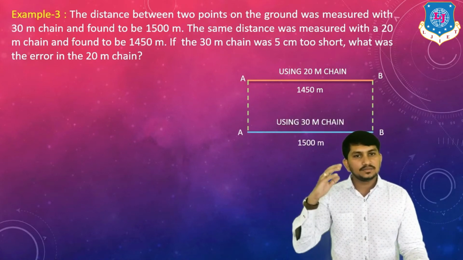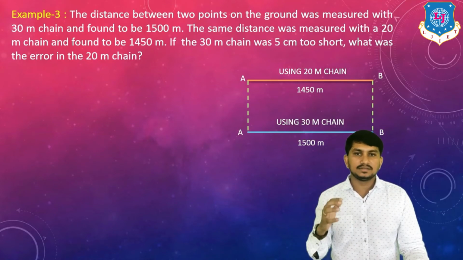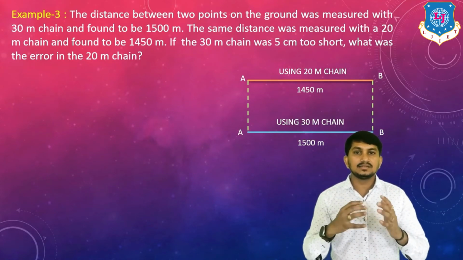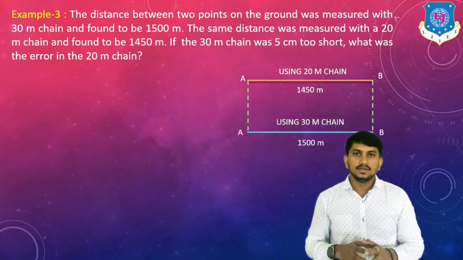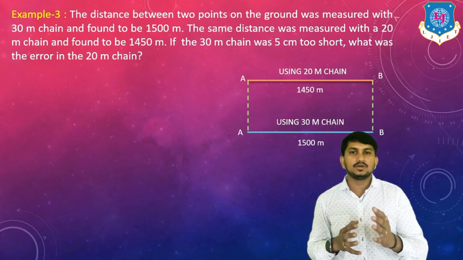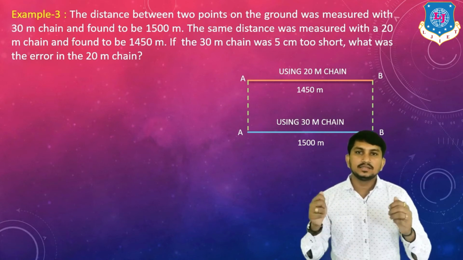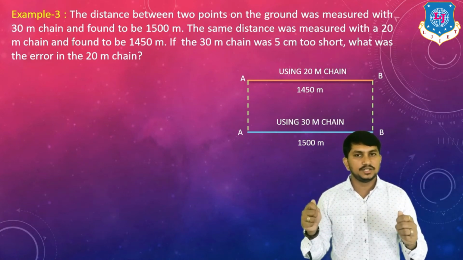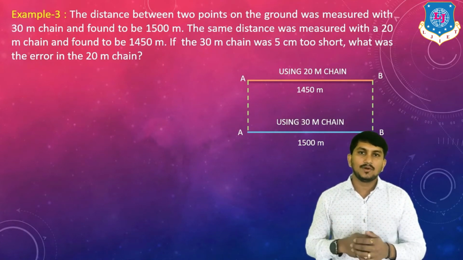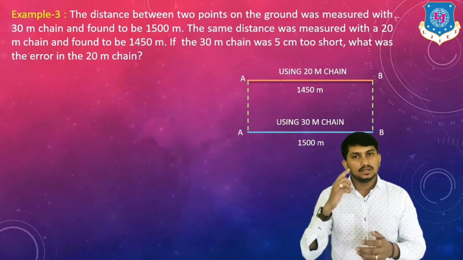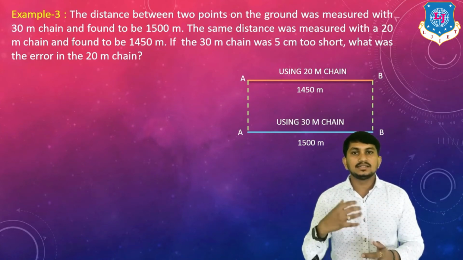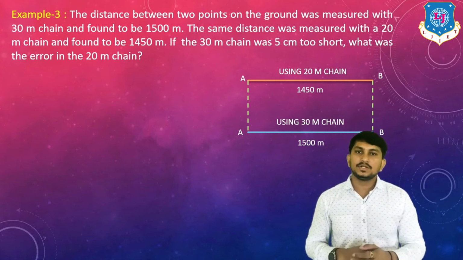Because of the change in the measurements, one question comes to our mind: there are chances of errors in the chains. So first we will send the 30 meter chain to the laboratory and test it. It was found that the 30-meter chain was 5 centimeter too short while surveying. And because of this, another question comes to our mind: there are chances of errors in the 20 meter chain also.